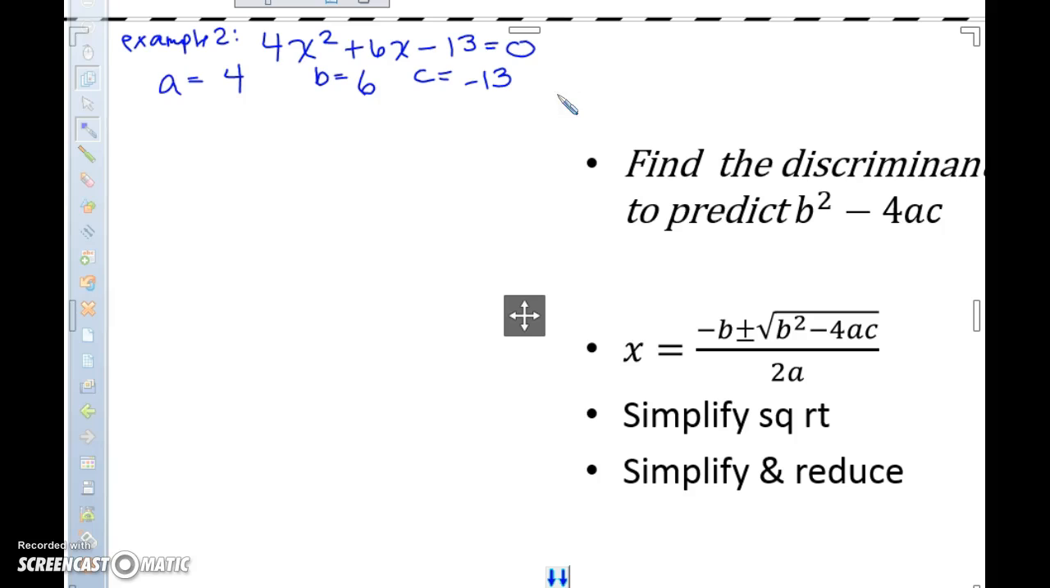All right, so the discriminant, we're going to put it in our formula. So B squared minus 4 times A times C. And we're going to type all that in our calculator and see what it equals. Again, we're after, is it positive, negative, or 0?